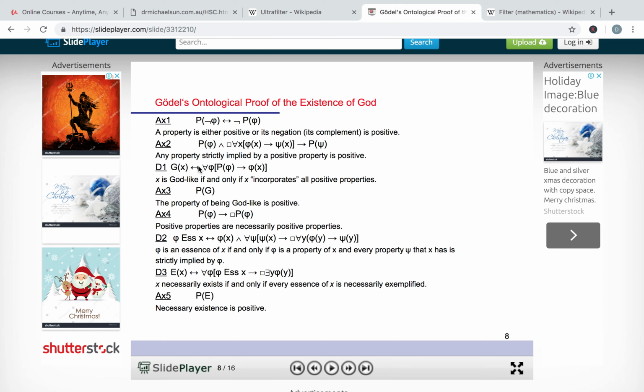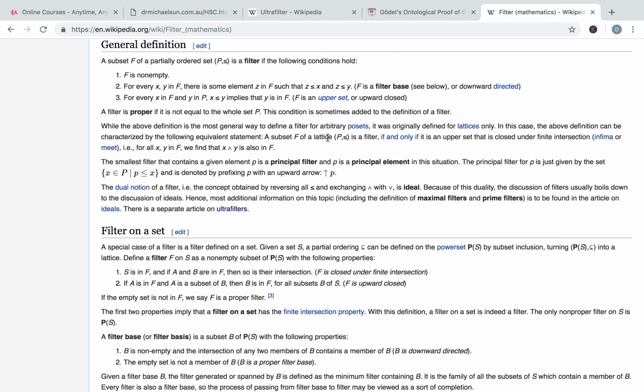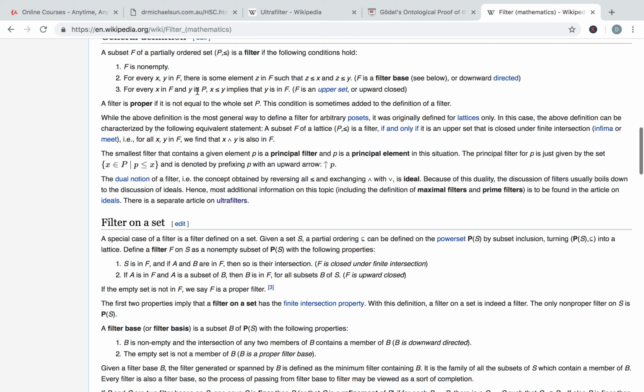of a godlike thing existed. It was originally phrased as perfections. Phrasing them as positive properties and giving them these axioms is particularly interesting because they're related to something called ultrafilters. So ultrafilters are some sort of maximal filter, and a filter is something defined on a partially ordered set.